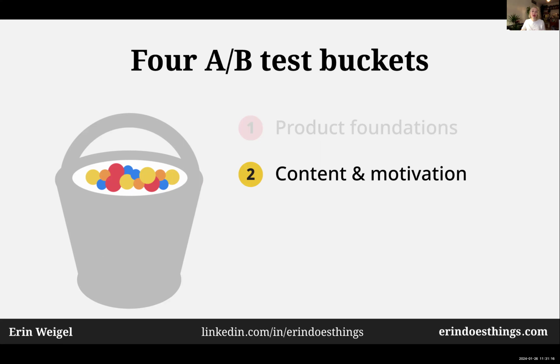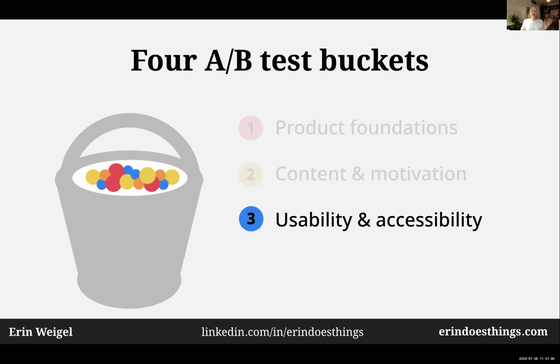The second one is the bucket that most people dig into because it has one of the lower barriers to entry for testing, things like content and motivation. These are things like showing the right thing at the right time, imagery that's enticing and answers questions that people might have, product descriptions, USPs, as well as making sure that the value proposition really aligns to what people aim to achieve on your product. So that's another bucket. The third bucket is usability and accessibility.